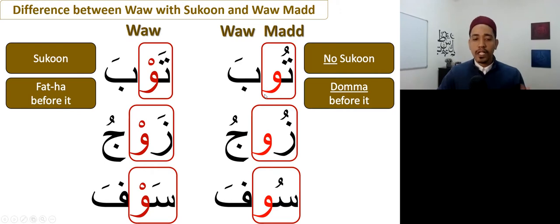Okay. And this is exactly how it is in the Quran. So to differentiate, they do this. They will put no sukun on the waw mad, even though the sukun just means no harakat. So when we say the mad has no harakat, it kind of has a sukun. But what they do is they don't put it on there, so you know that's waw mad. And on this side, the sukun is there, so you know that this is the waw with a sukun. Okay.